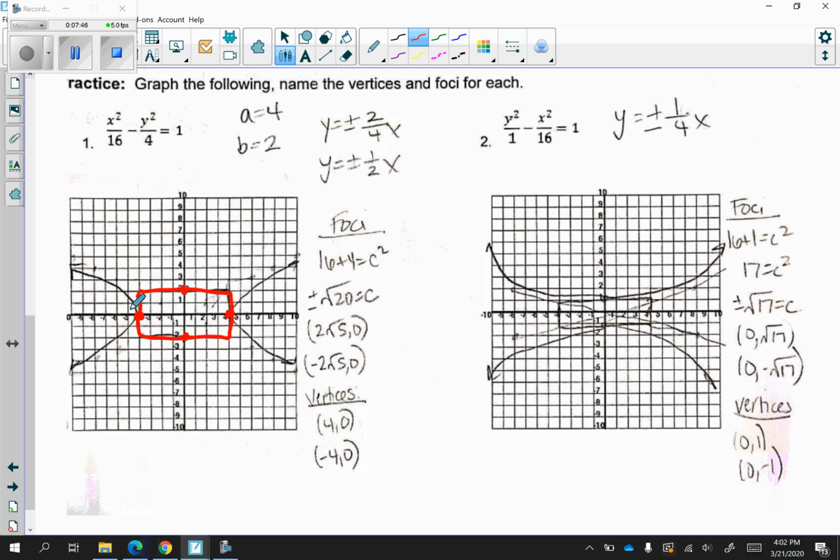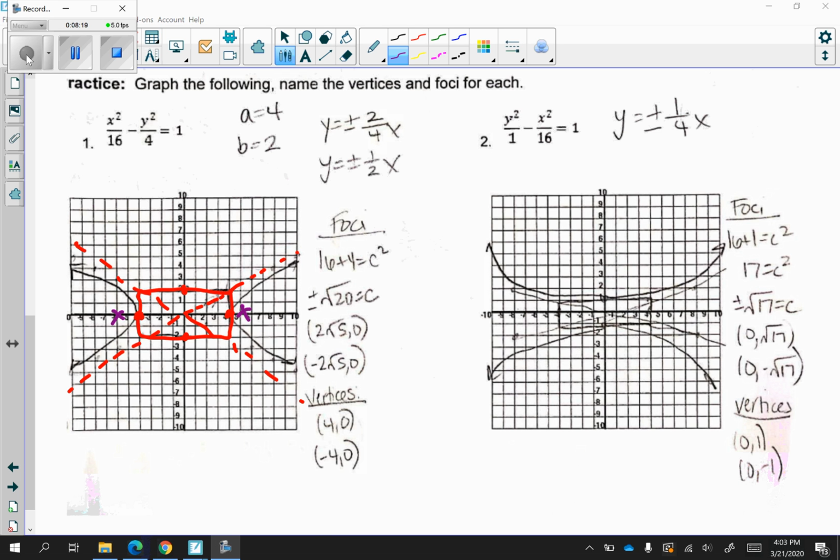And then again, to find my asymptotes, it's going to be b over a, which is 2 over 4, which is 1/2. So I'm going to get my asymptotes to be approximately here and here. My foci would be 16 plus 4 is equal to c squared, which is really plus or minus the square root of 20, which simplifies to 2 radical 5. It's going to be on the x-axis approximately here and here.